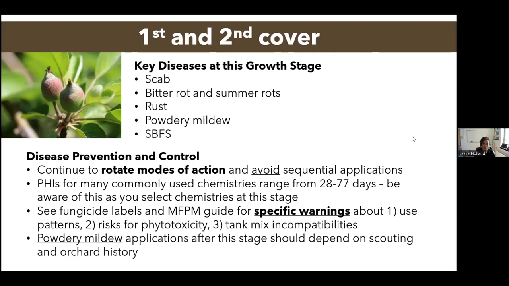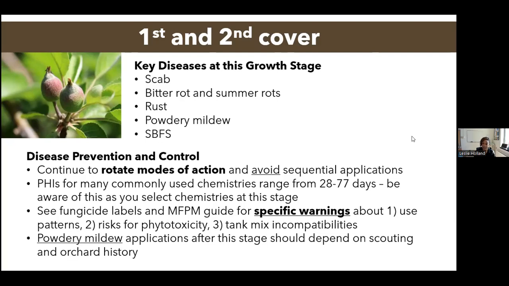of action. For your pre-harvest interval, this is another time to start thinking about that. For a lot of the commonly used chemistries, the PHI can range from 28 to 77 days. So really be aware of this as you select your chemistries moving forward. And this will be especially critical on some of those earlier varieties that folks are growing. Additionally, see the fungicide label and the fruit pest management guide for specific warnings about use patterns of fungicides at this time of the year, as some fungicides can no longer be used after a certain phenological stage, the risk for phytotoxicity, and any tank mix incompatibilities.